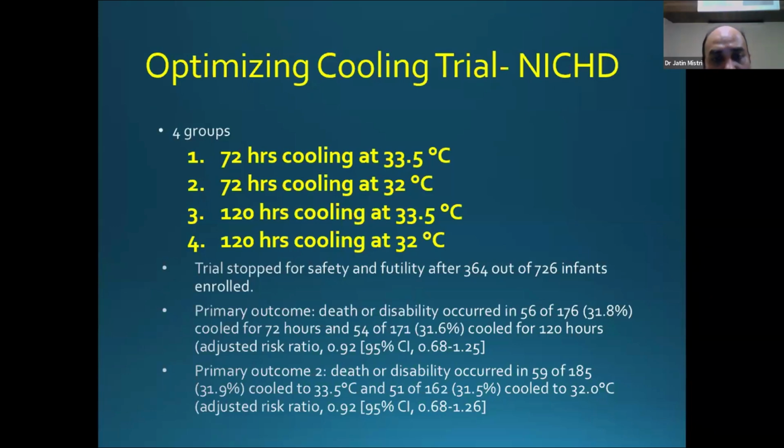And it was quite useful to get the information on why we cool for 72 hours only and why not more than that. And why 33? Why only moderate hypothermia? In fact, severe hypothermia can cause induced damage. So 33 to 34 degrees is the optimal temperature.